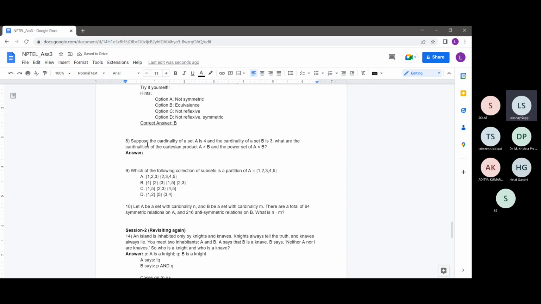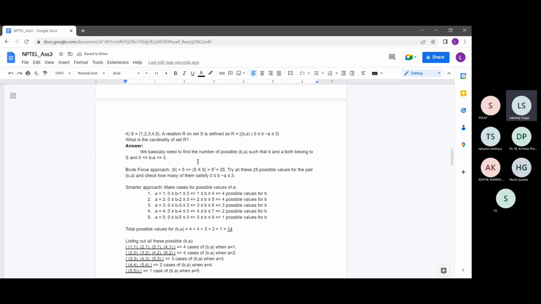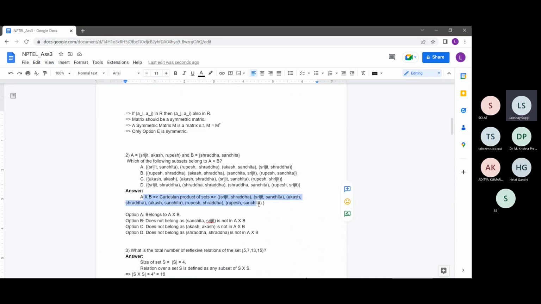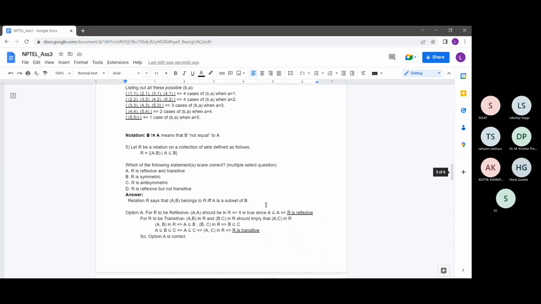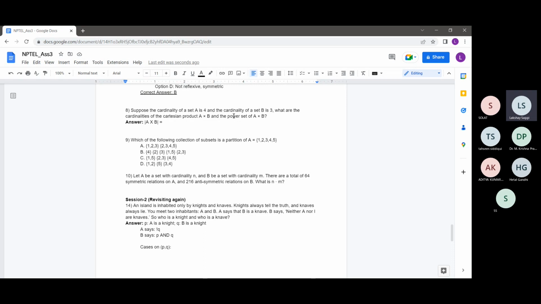So yeah, this eighth question is, suppose the cardinality of set A is 4 and cardinality of set B is 3. What are the cardinalities of the Cartesian product A cross B and the power set of A cross B? We had already discussed what this Cartesian product means in one of the questions. If I remember, yeah, here we had calculated. So Cartesian product basically means that we need to pair up one element from each of the two sets of which we are taking the product.